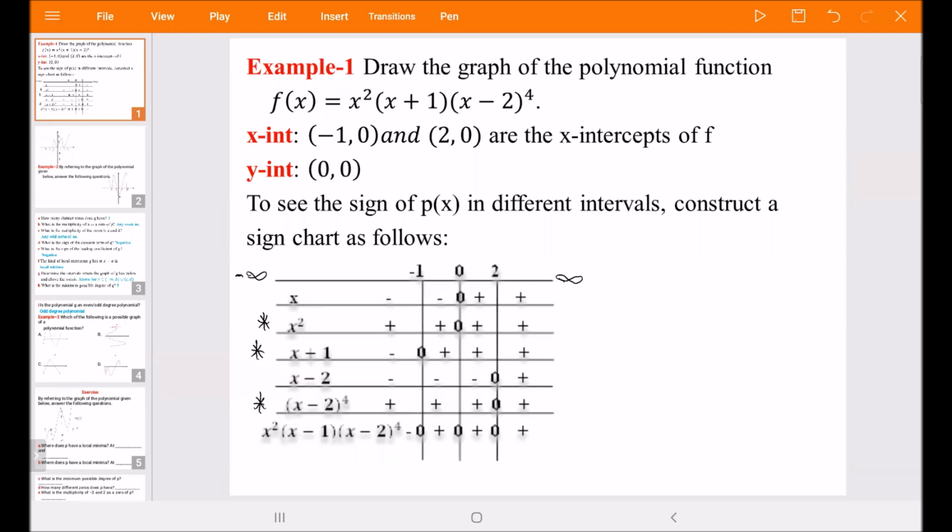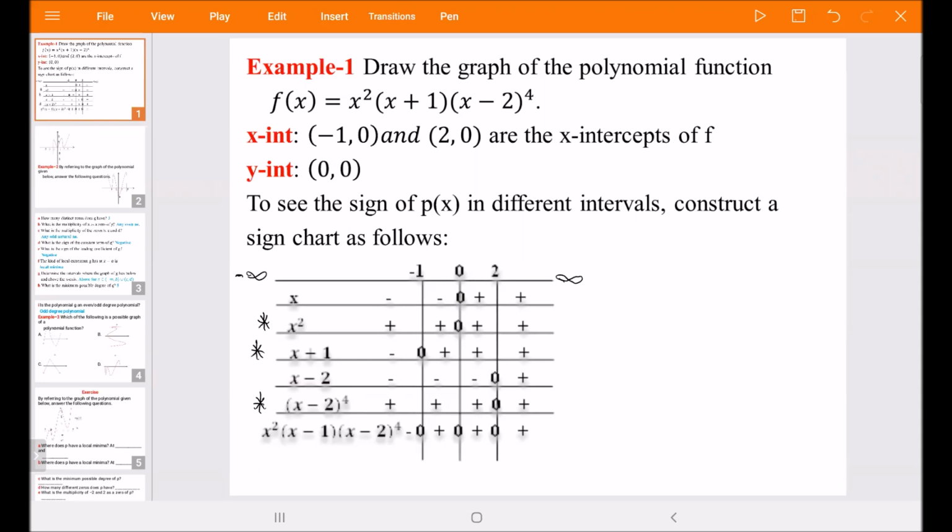Now the next factor, x plus 1, is equal to 0 when x is equal to -1. For values less than -1, the sign is negative, and for values greater than -1, the sign is positive. Then x minus 2 is equal to 0 when x is equal to 2. For values less than 2, x minus 2 is negative, and greater than 2, x minus 2 is positive.